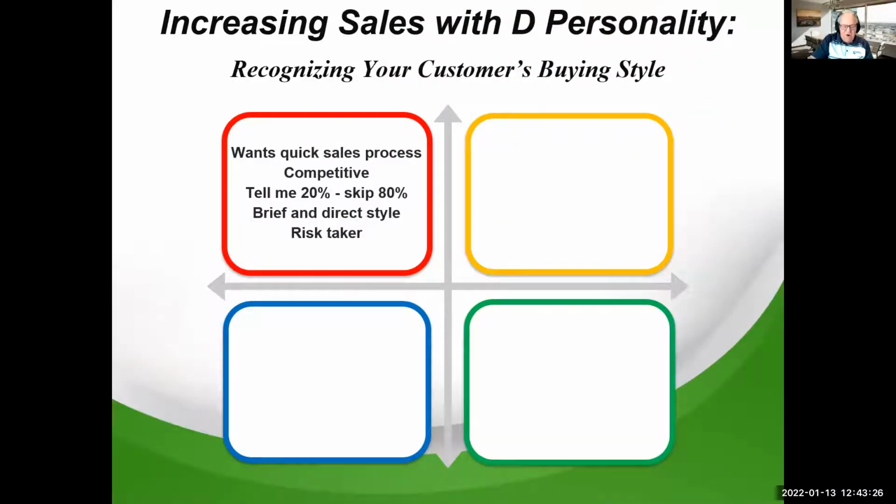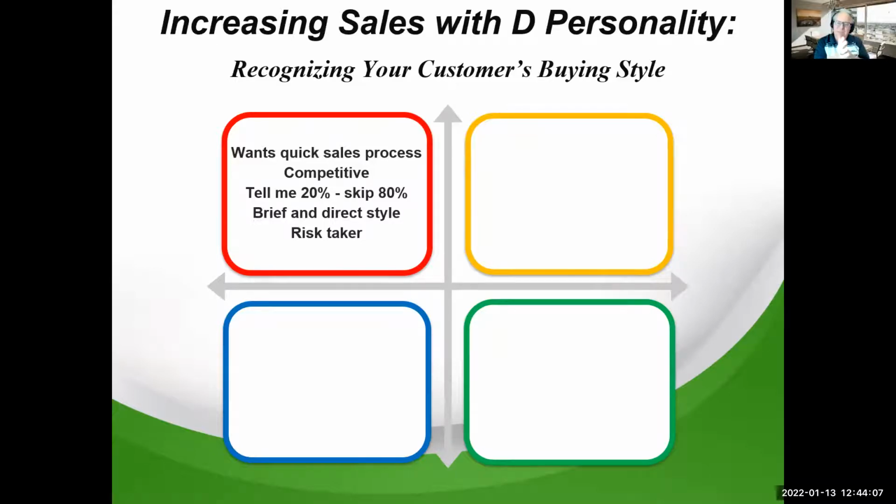D styles are extroverted, but they're very direct. And the higher the D, the more the need for dominance. D's purchase products based on expediency, expert reviews, superior quality, and their ability to get results. With the D, they want a quicker sales process. Don't go into the 80%, skip all that. They just want the 20%. You want to be brief and direct in your approach with a D, because they do not have a lot of time to spend with you.